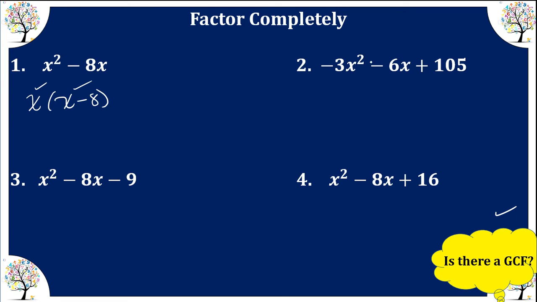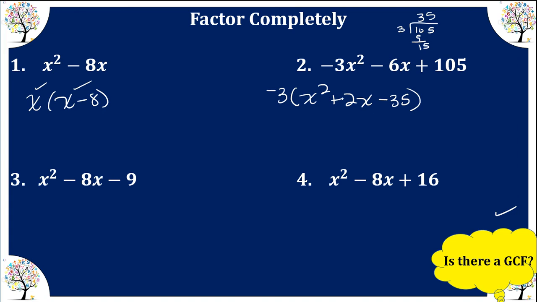Number 2, I want to see if negative 3 can divide into all of these. So I know it can divide into negative 6. Now let's see if 3 can go into 105. And I do believe it does. Yes, it goes in there 35 times. So I'm going to factor out a negative 3 for the GCF, and then we are going to be left with a negative 35.